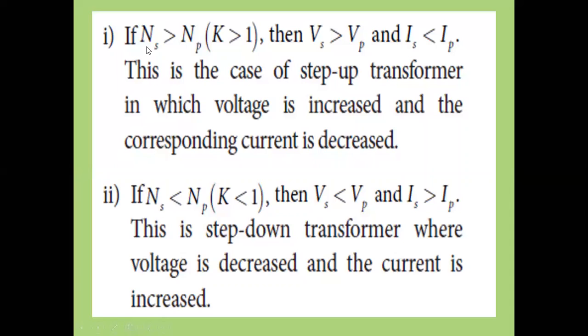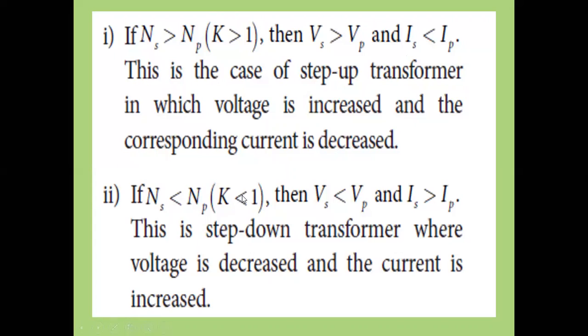Now, if the number of turns in the secondary coil is greater than in the primary coil, then the K value is greater than 1. Then the voltage in the secondary is greater than the voltage in the primary, but the current in the secondary is less than the current in the primary. This is the case of a step-up transformer. In the step-up transformer, the voltage in the secondary will be greater. When the voltage is increased, current will be decreased.